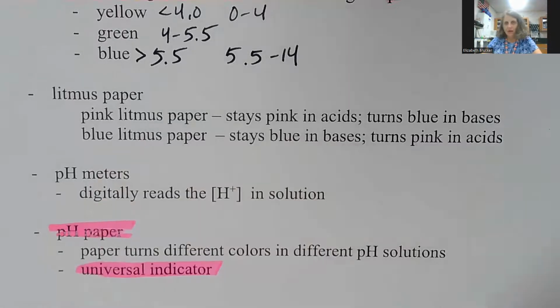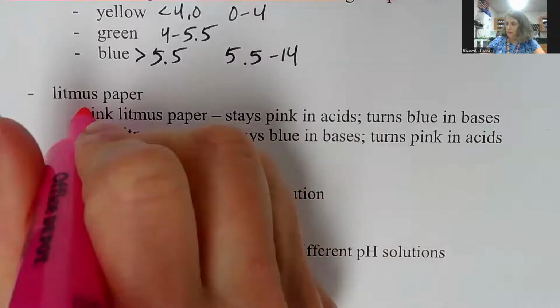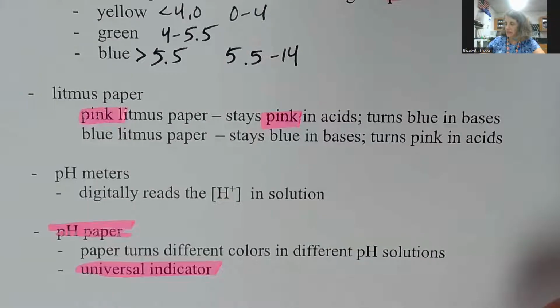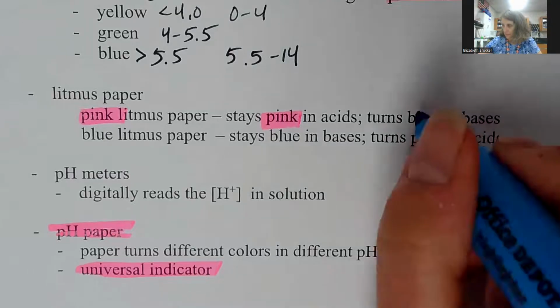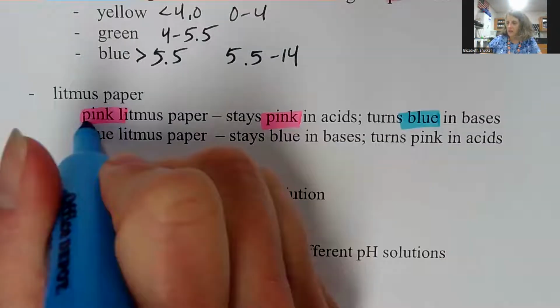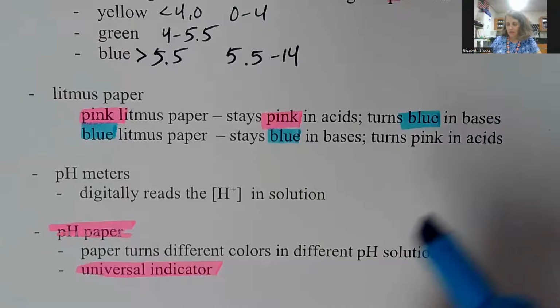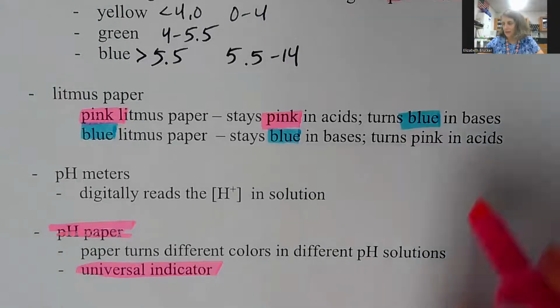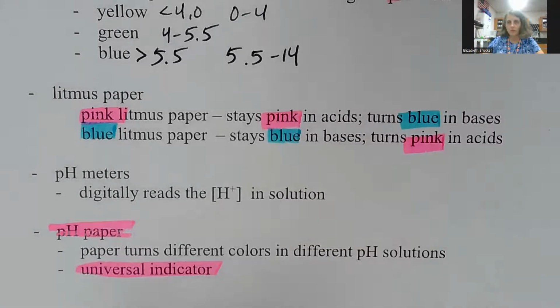pH meters, we don't have any at school, so I'm not going to show you any of that. But pink litmus paper is going to stay pink in acids, but it will turn blue in a base. And blue litmus paper is going to stay blue in a base and it will turn pink in acid. So really what you will do with litmus paper is put both pieces of paper into the solution and see which one turns color.